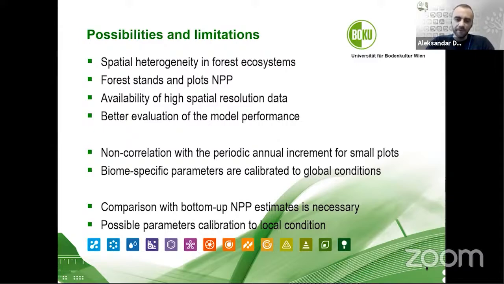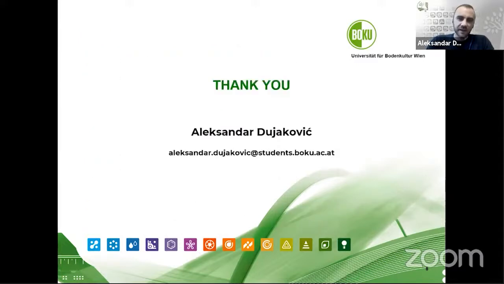So the next step would be to upscale our testing area, to test modeled NPP and increment data and inventory data on a stand level. Most importantly, we need to compare modeled NPP with net primary productivity obtained from inventory data, and then we would know for certain what the average error of the model is for forest stands. One of the possible improvements would be to calibrate the model parameters so that they match local conditions in Slovenia or in Austria, where we are also doing our testing. So that is the plan for further work. Thank you for your attention.